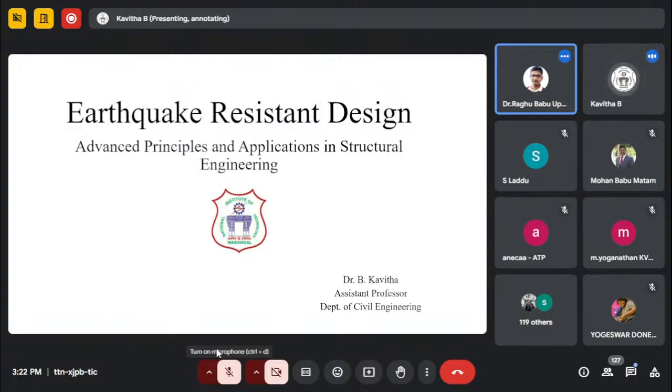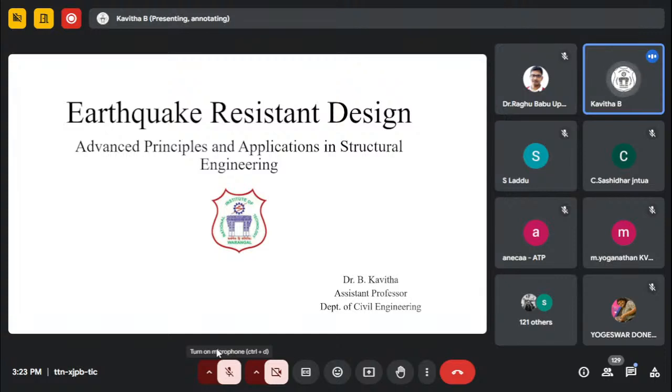Okay. So we will start today's session. Today we are going to discuss earthquake resistant design of structural elements. It may be a building, it may be bridges, or it may be a nuclear reactor. Whatever may be the case, how to design our structures safely against earthquake, that is our motto. For this, in today's lecture, we are going to cover a few aspects.